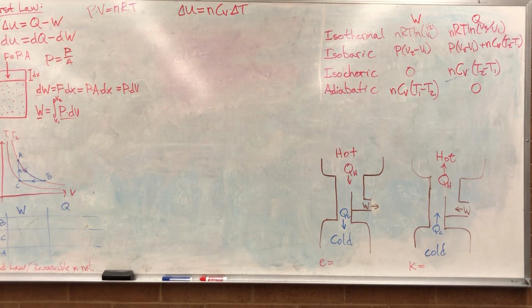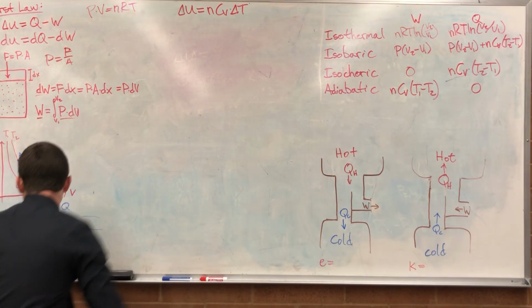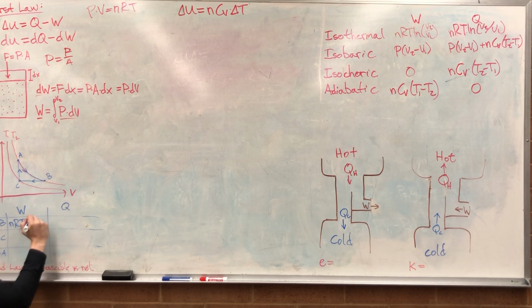So going from A to B, what's my work done? Just your nRT natural log V2 over V1. Yeah, so it's going to be nR, careful, don't just throw out T willy-nilly, T2, we have that labeled here. So nRT2 times the natural log of our ending volume, which is V sub B, divided by our starting volume, V sub A.